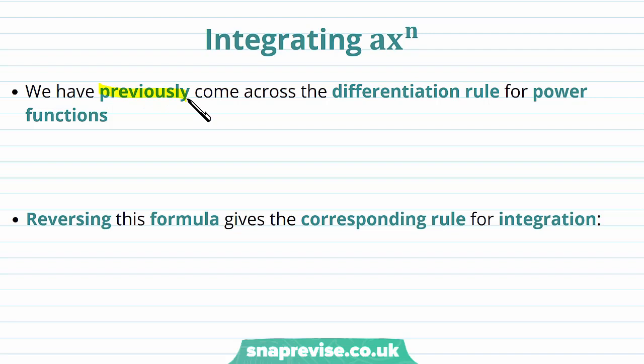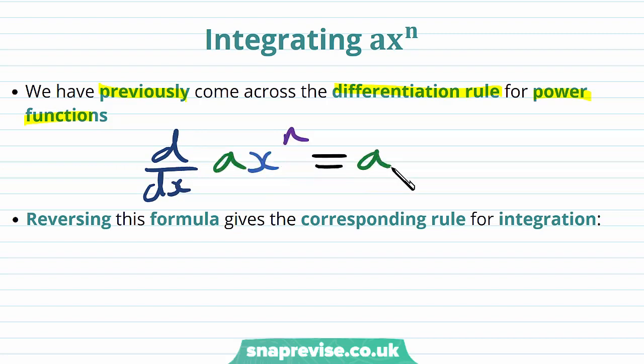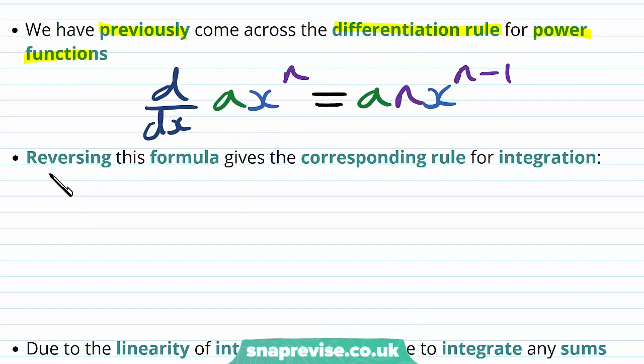So how exactly can we integrate ax to the power of n? We have previously come across the differentiation rule for power functions. Whenever we differentiate ax to the power of n, the result that we obtain is an multiplied by x to the power of n minus 1. We bring the power down and we reduce the power by 1.